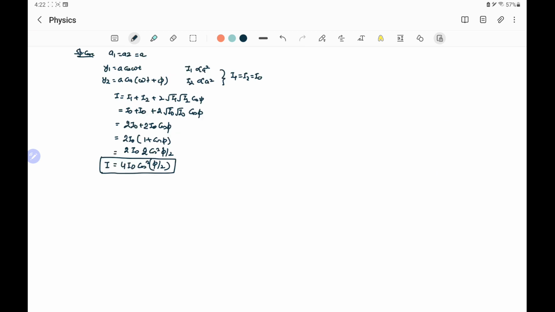From this expression of the intensity of resultant wave, we can find that maximum possible intensity will be equal to 4 I naught when cos square phi by 2 has maximum value and it is equal to 1. This implies that cos phi by 2 equal to plus minus 1, and this value in terms of cos is n pi, where n is equal to 0, plus minus 1, plus minus 2, and so on. So it gives phi by 2 equal to n pi, or phi equal to 2n pi.